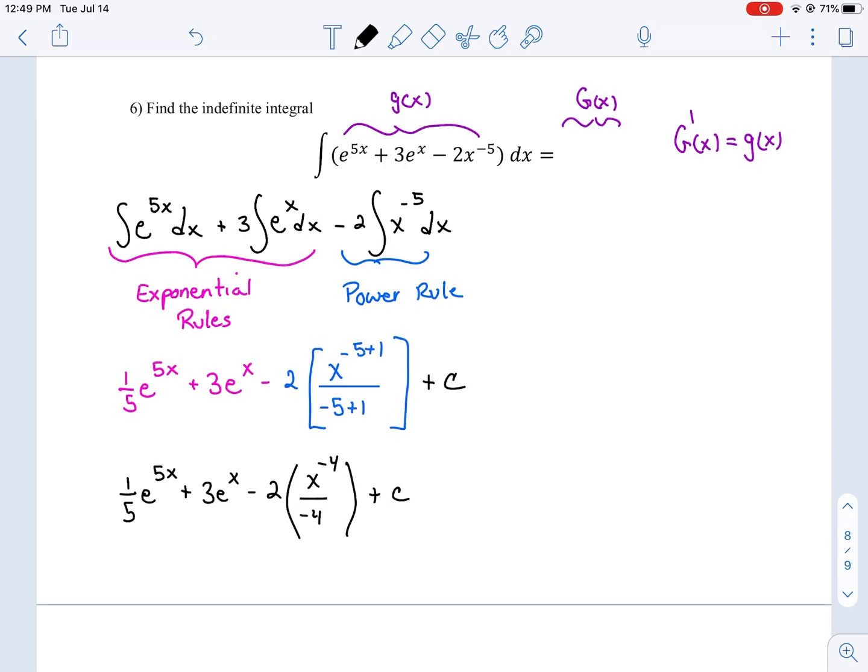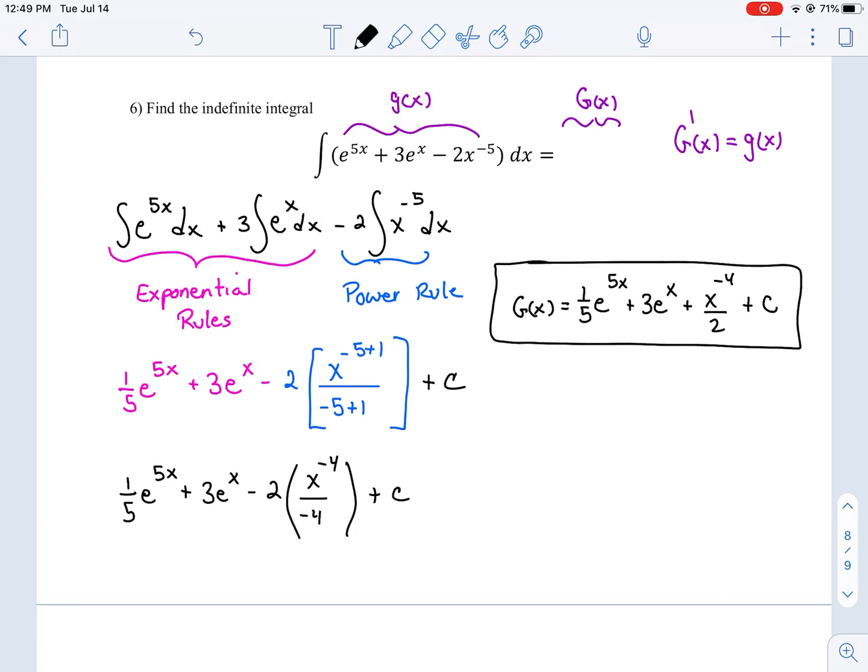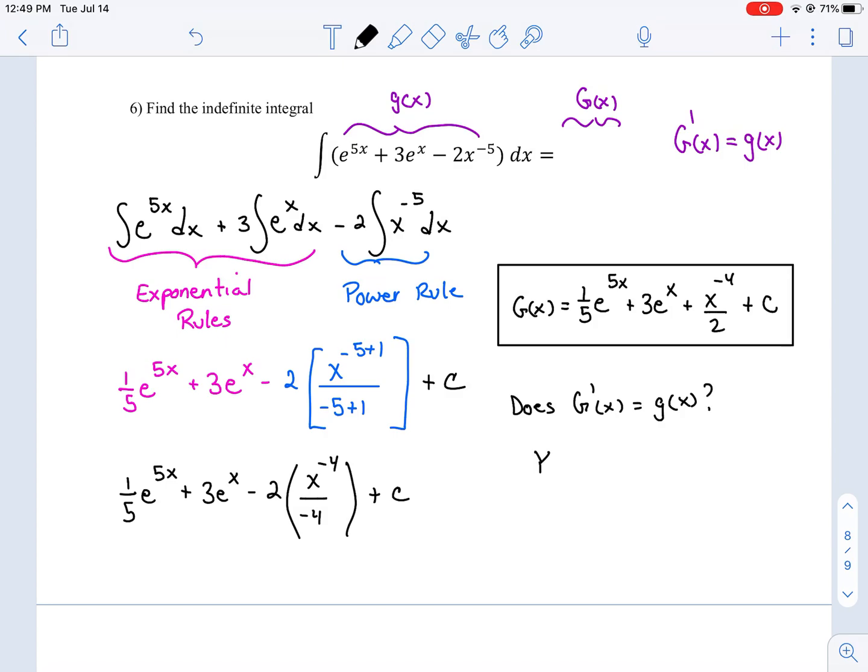So it looks like capital G of x is going to equal 1/5 e to the 5x plus 3e to the x plus x to the negative 4 divided by 2 plus c. And then you've got to ask yourself, does the derivative of capital G of x equal lowercase g of x, or the given expression? And the answer to that is definitely yes. So we are done.